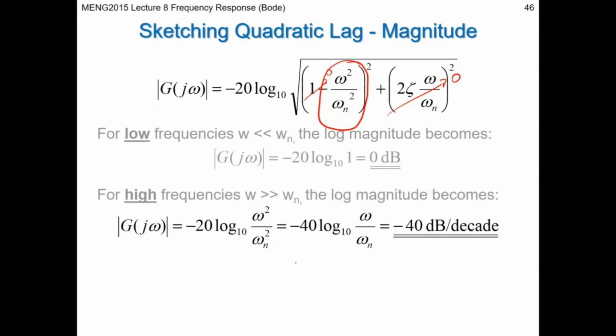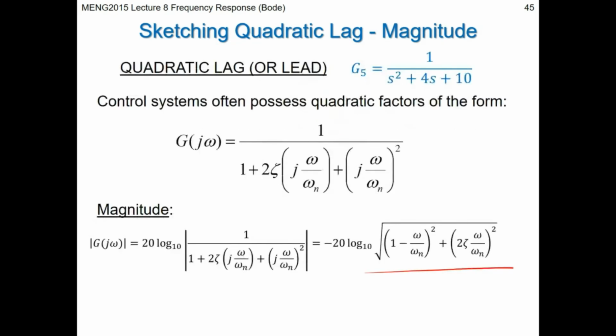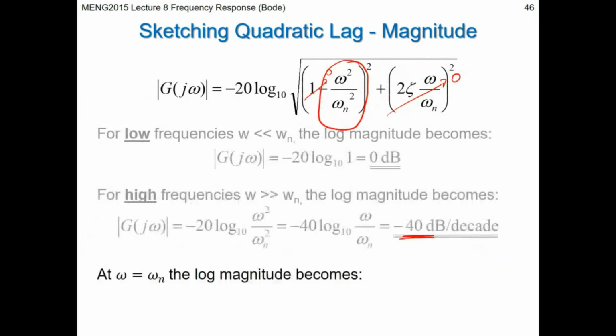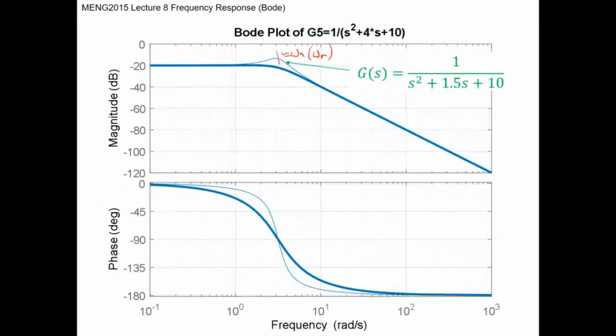But the log rule says log of x squared equals 2 log x. So we're taking the squared term here, and we're putting it here. It's the constant, so that will give us minus 40 log 10 omega over omega n. Right? And that's where we get our minus 40 decibels per decade gradient from, that we saw on this slide. Right? This is our minus.